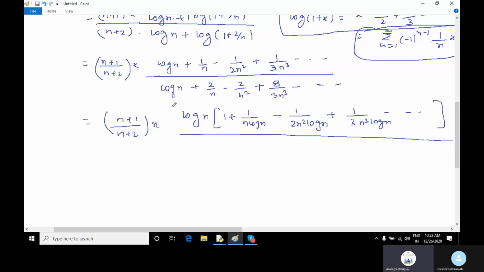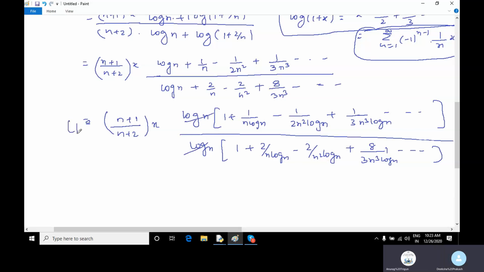Divided by this one, where you also take log of n. So 1 plus 2 by n log of n, minus 2 by n square log of n, and so on, plus 8 by 3n cube log of n, and so on. This one gets cancelled out. Now if you apply the limit of n tends to infinity, this part is gone.